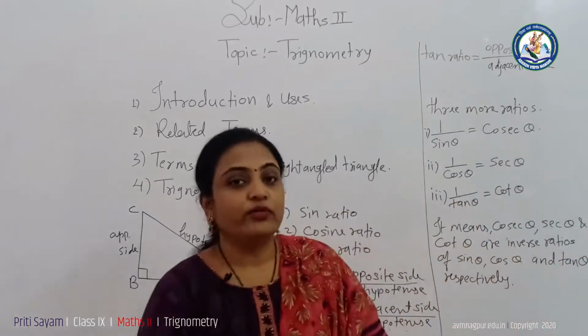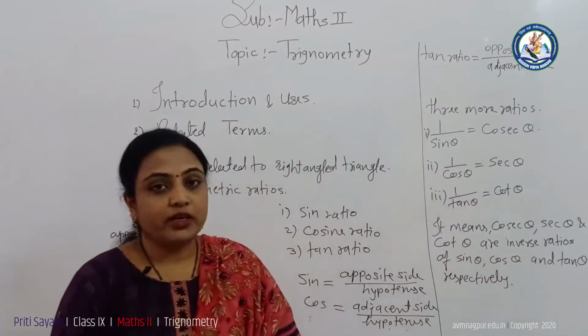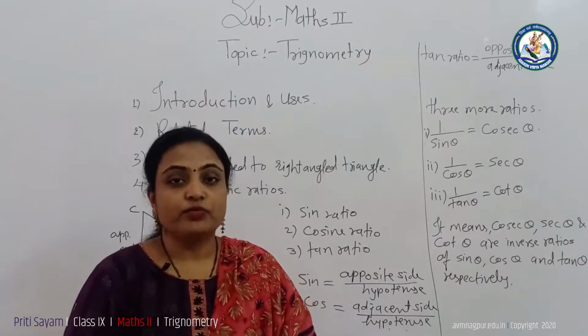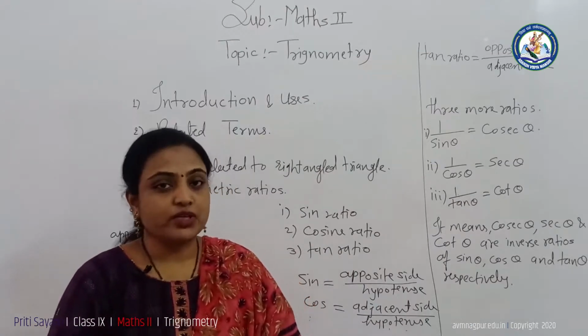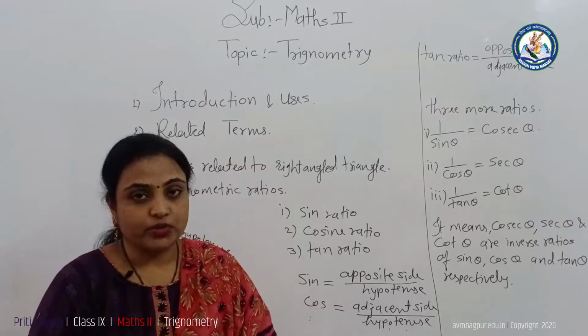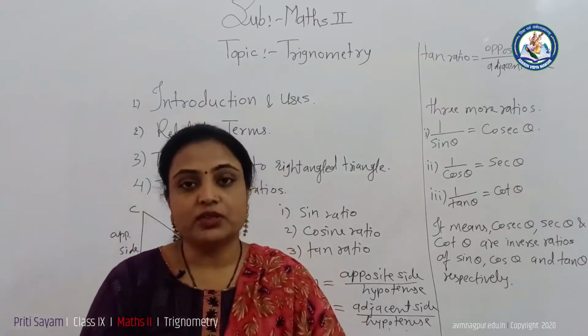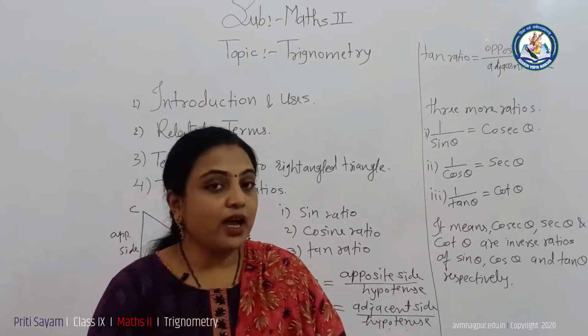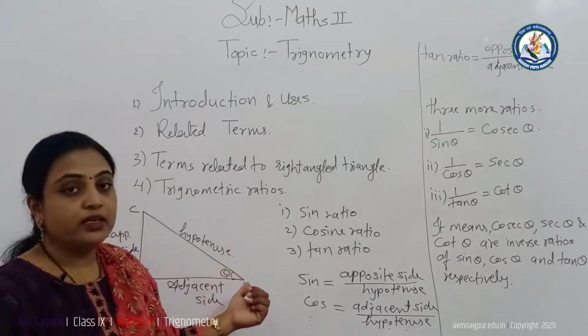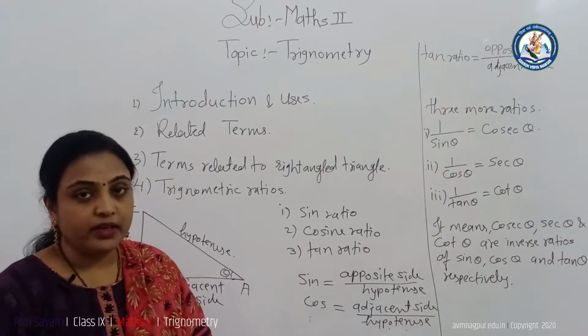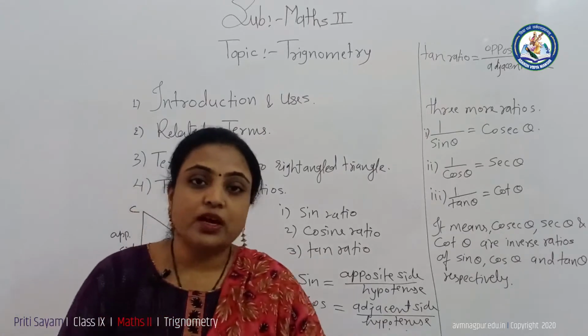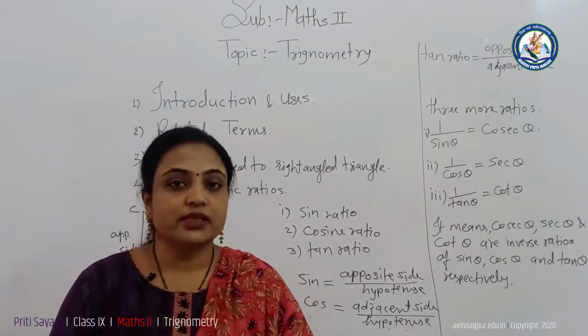So in this video we have studied the trigonometric ratios: sine ratio, cos ratio, tan ratio, sec ratio, cosec ratio and cot ratio. For the 30, 60, 90 degree angles, if this theta angle is 30 degrees, 60 degrees or 90 degrees, then these ratios have specific values, and we will study those values in the next video.